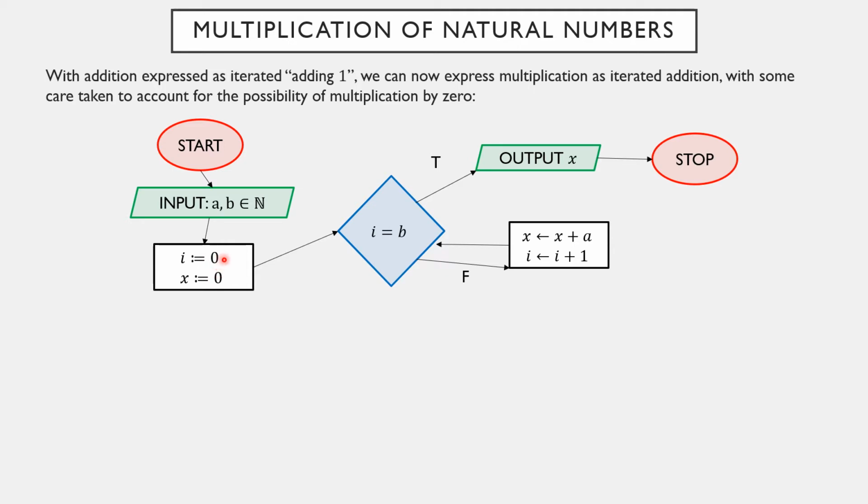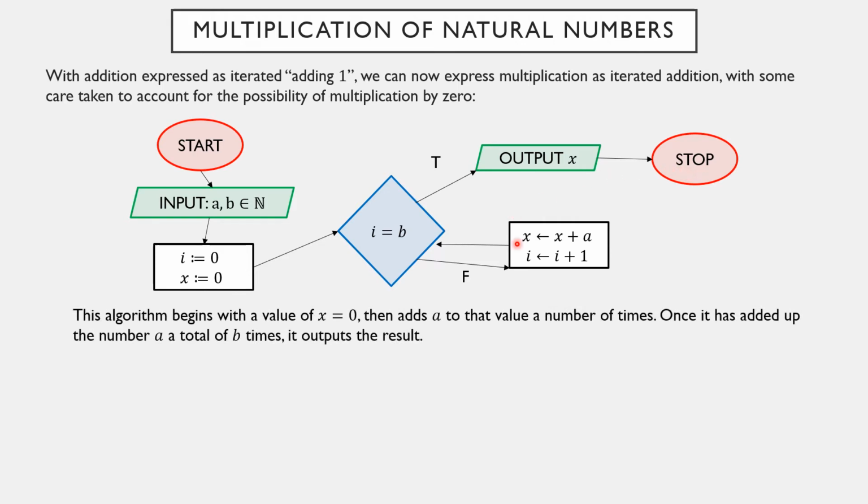I start with 0, and if I have added a to itself 0 times, I haven't done anything yet. I have a value of 0. Anytime my counter isn't big enough, increase the counter by 1 and add a to your temporary result. Once you have added a total of b times, output the value and stop. Okay? It's important to start with this new variable x that starts at 0.